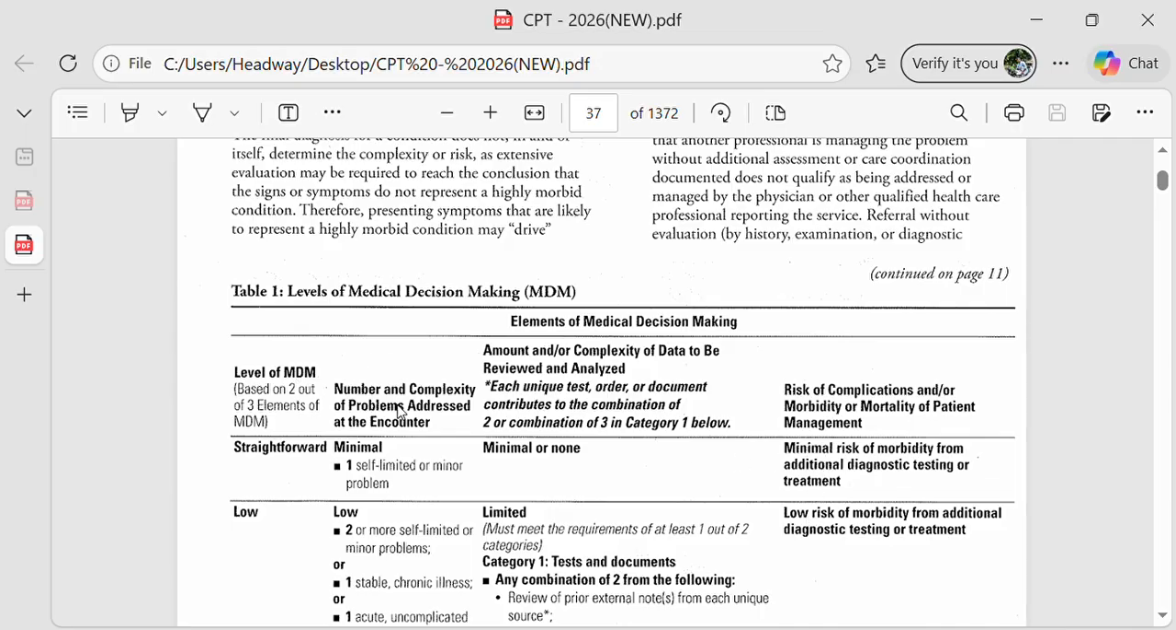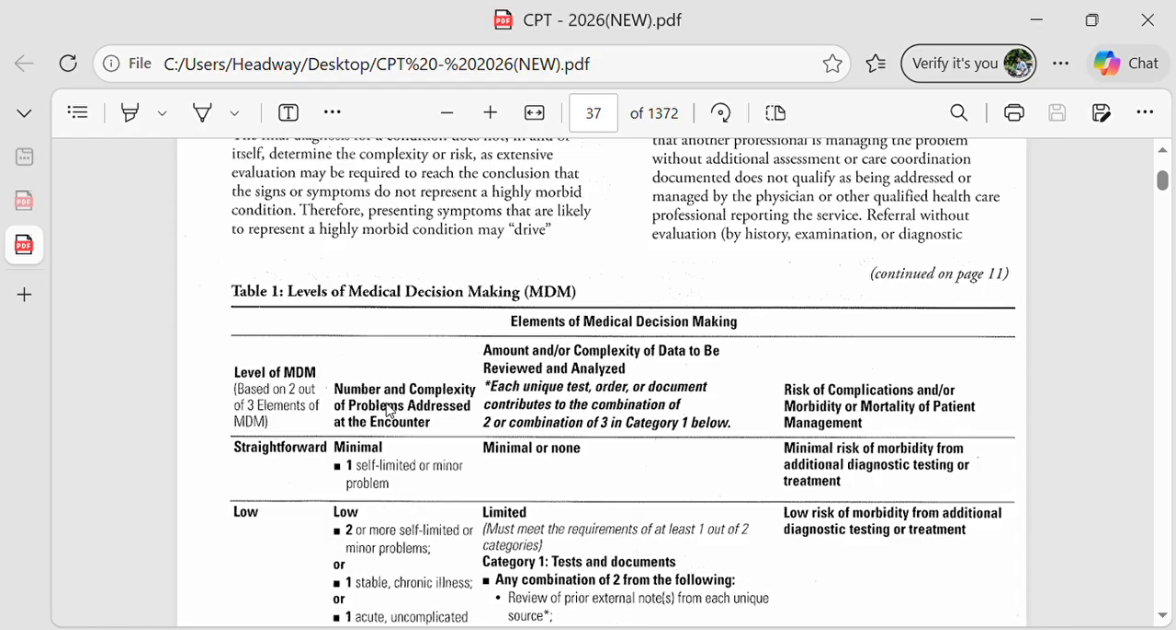First thing, just see, complexity of the problems to be addressed. It is having the type of condition, like which condition it is: chronic condition or acute condition, or any chronic illness or any side effects or undiagnosed problem. So it is having everything about the disease.